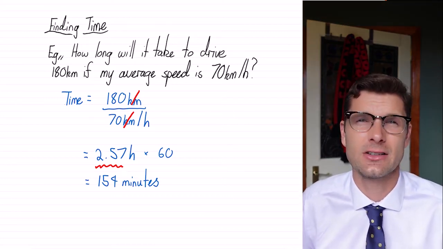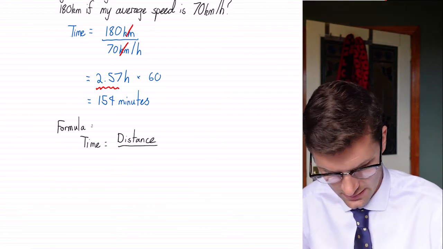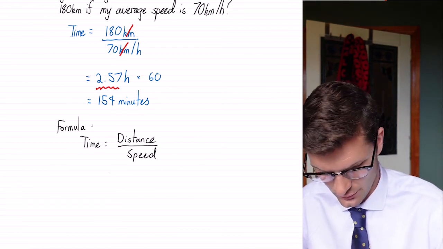So the formula to find time is just distance divided by speed, which is equal to T is D over S.